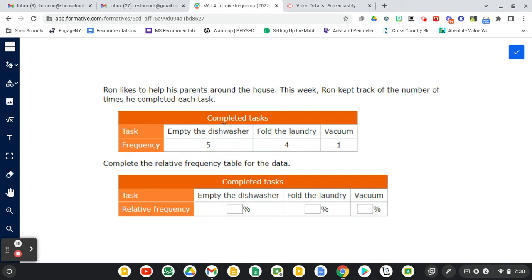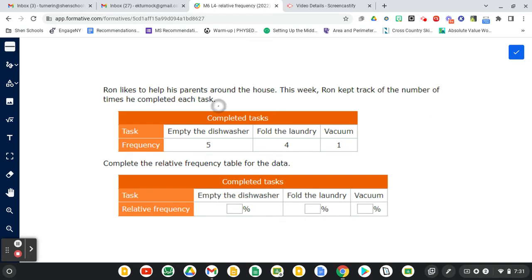So here are the tasks he completed: empty the dishwasher, fold the laundry, vacuum. Here's how often he did them. He did 5, 4, and 1. So if I want to find out what the relative frequency percentage is, what percent of the time did he empty the dishwasher, what percent of the chores were folding laundry, and what percent were vacuum. So I'm going to use that relative frequency, which we said we can write as a fraction.